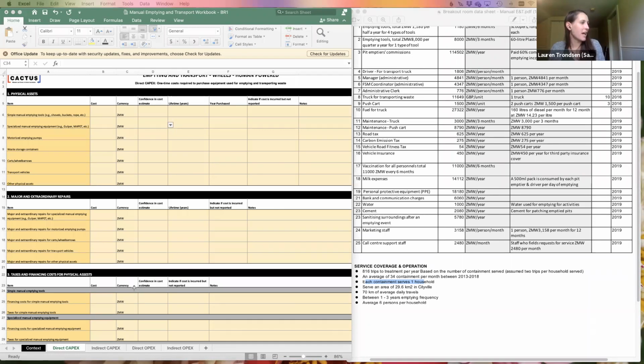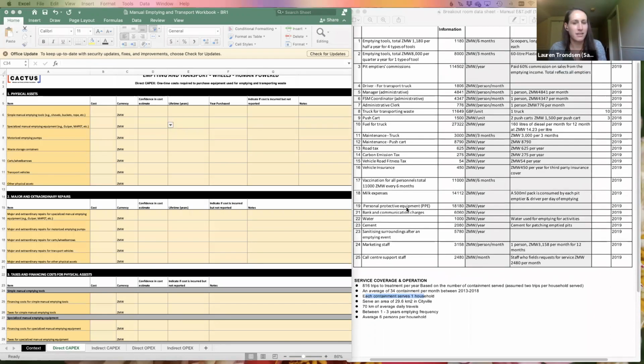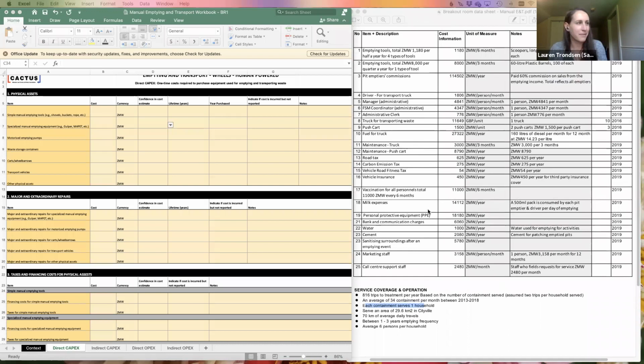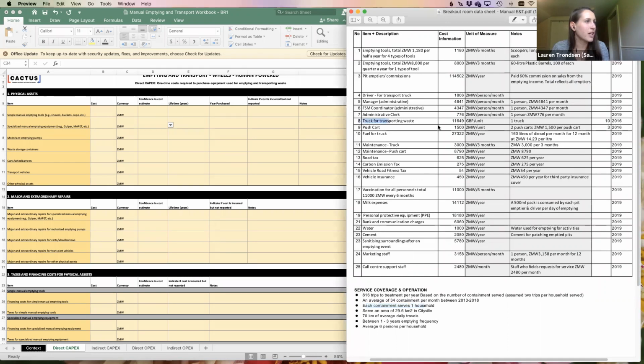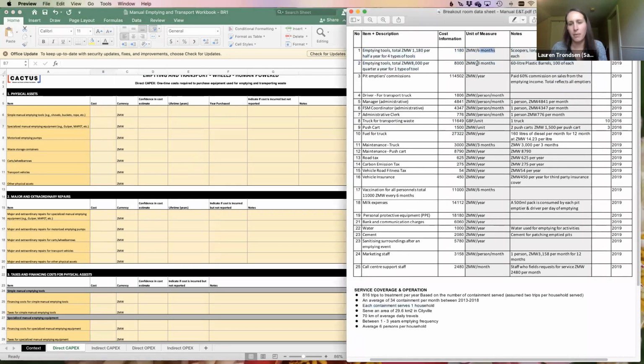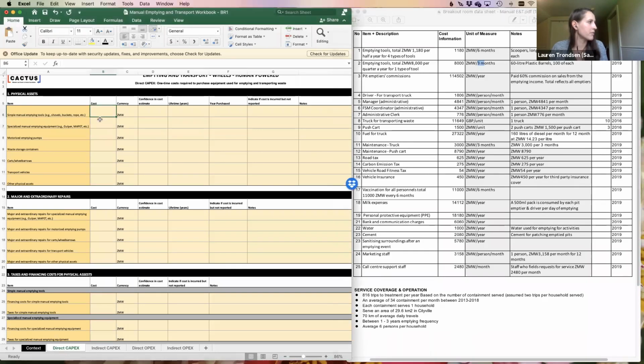So this is our CapEx tab. And if we're looking for CapEx for this manual emptying and truck transport operation, here's all of them. I've looked through it so I can identify them a little faster. We have here a truck and a push cart that they're using. One thing that's interesting is they also have emptying tools, which could technically be listed as CapEx, but we see that they're replacing them every 6 months or every 3 months. So there's also the option to place those in the OpEx tab, and that's where we'll do that. So these two will be left blank.